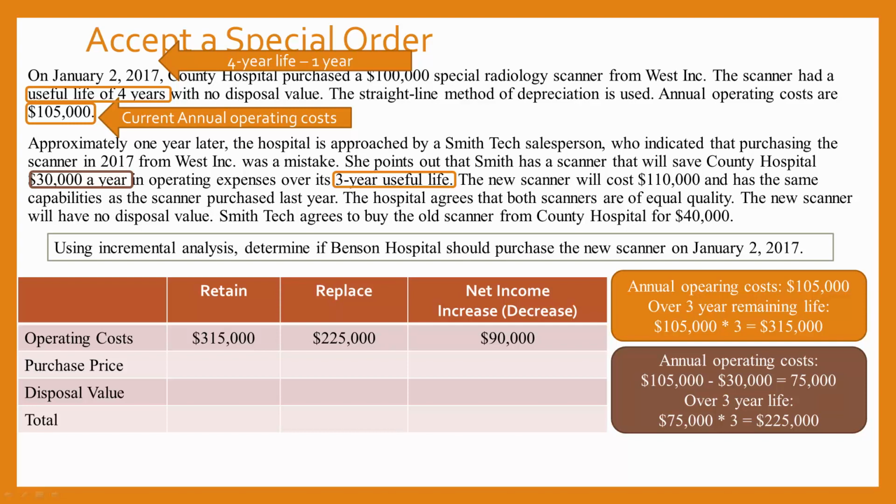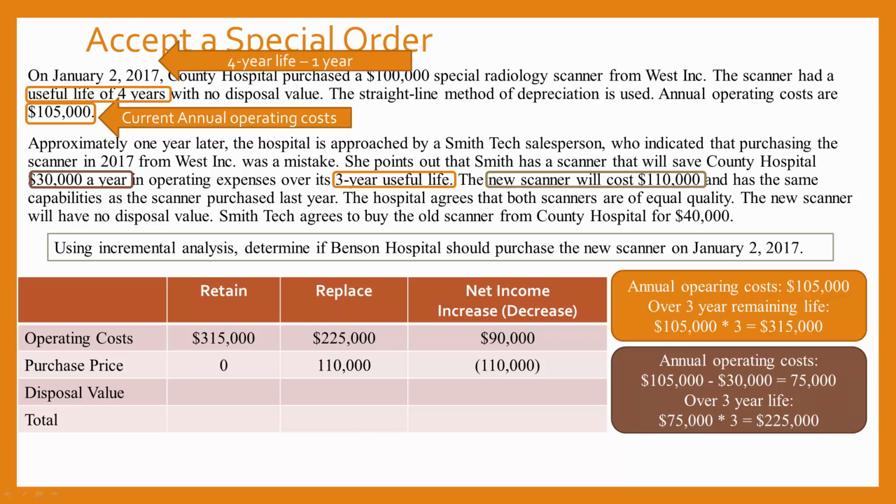Now, of course, if we get a new piece of equipment, we have to pay for that equipment, and the problem tells us that the new scanner will cost $110,000, and so we have to add that into our table. And since, of course, if we kept the old one, we do not include the purchase price because that additional $100,000 purchase price is a sunk cost. We already paid it. So we're only comparing our 0 if we retain it to the purchase price of the new. That would cause a $110,000 decrease in net income.